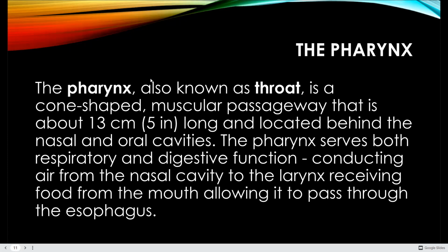This is throat. It's a cone-shaped muscular passage of about 13 centimeters, that's 5 inches, long and located behind the nasal and oral cavities. The pharynx serves both respiratory and digestive function. Okay? Conducting air from the nasal cavity to the larynx, receiving food from the mouth, allowing it to pass through the esophagus. Okay? This is your throat.